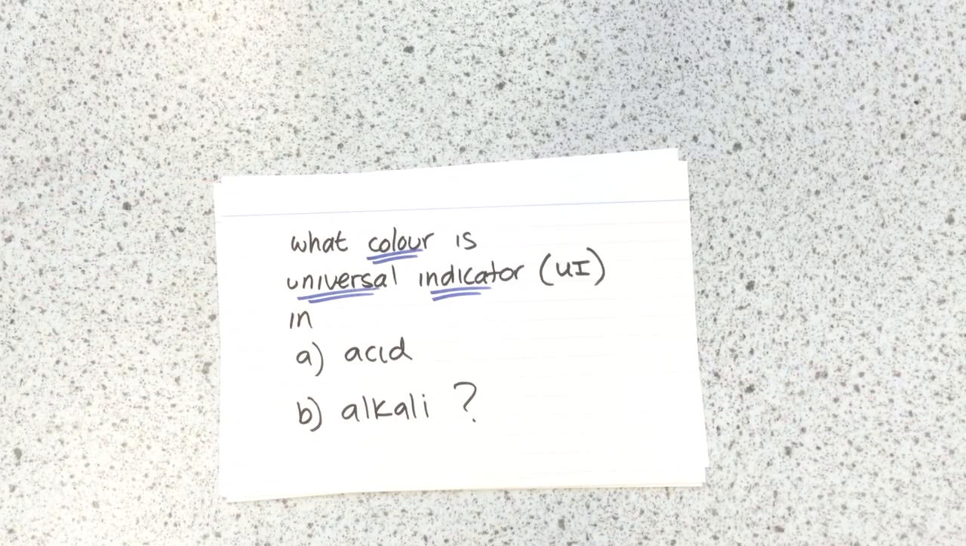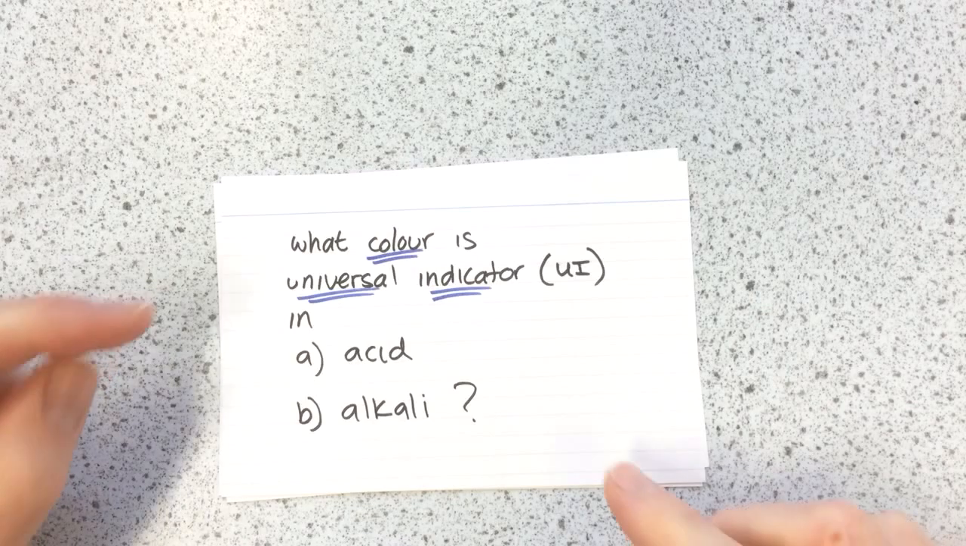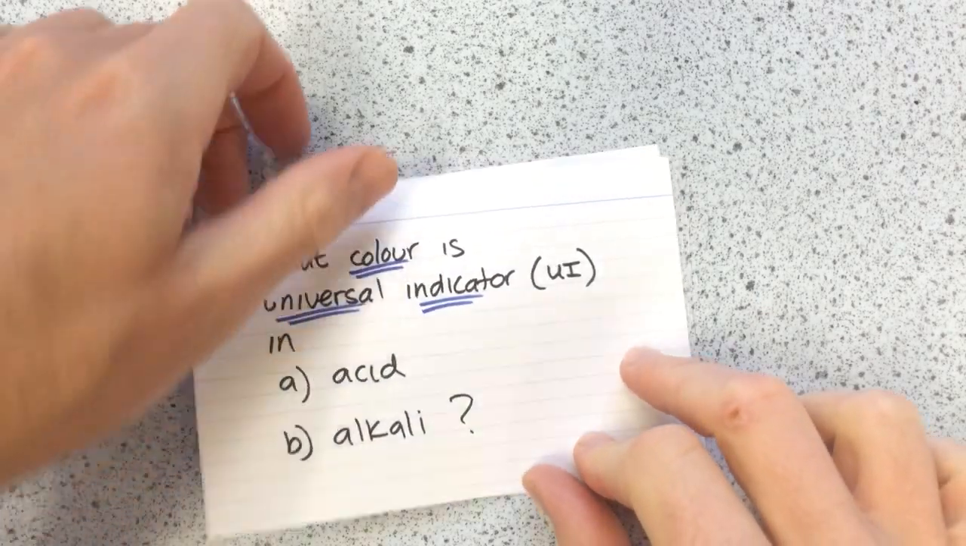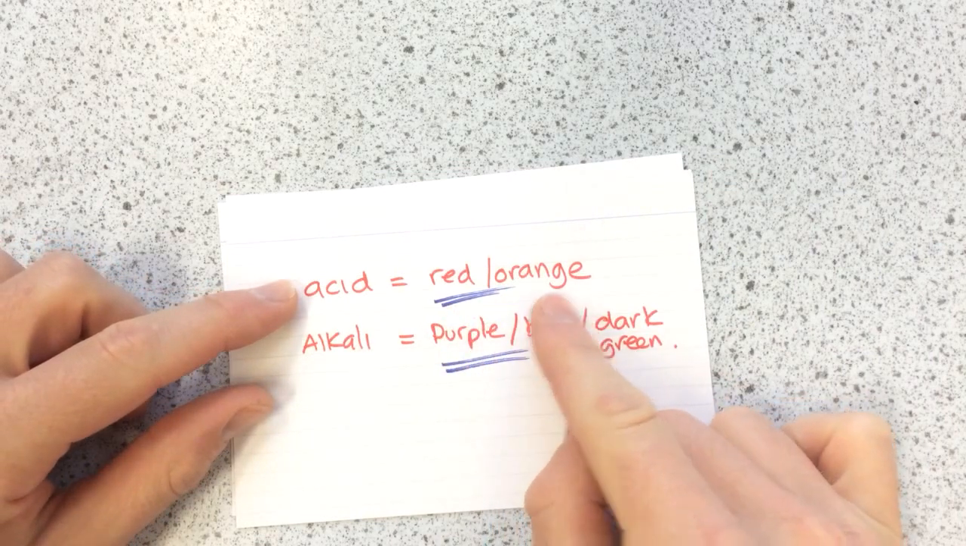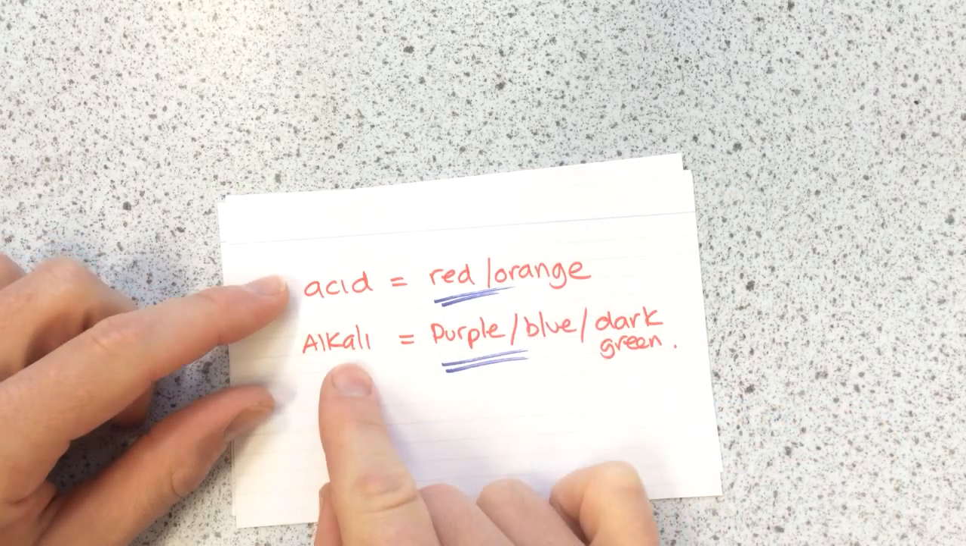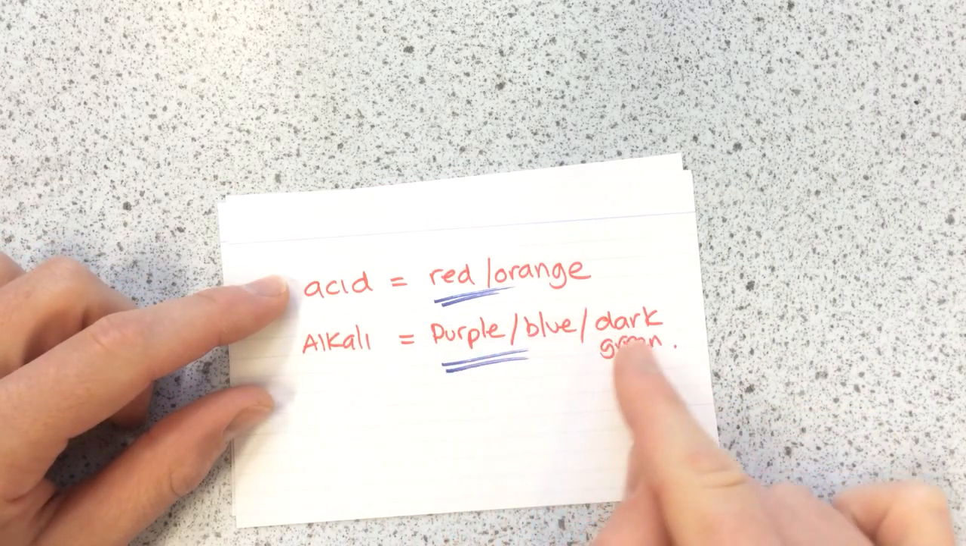If you add universal indicator, what colour does it go if you've got an acid or an alkali? In acid it's going to be red or orange depending on the pH. If it's alkali it's going to be purple or blue or dark green.